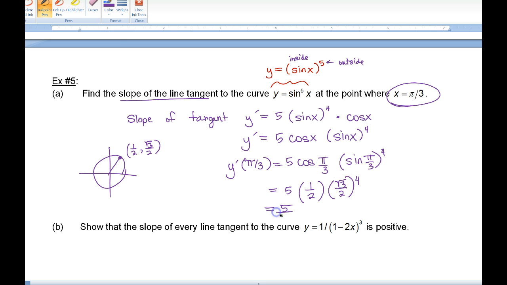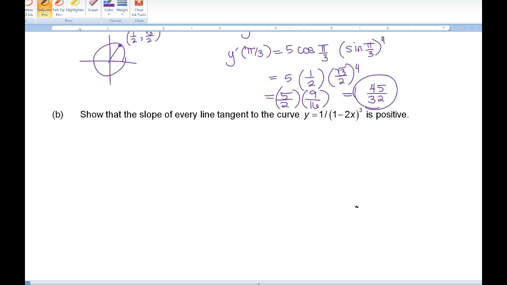So 5 times, so that's 5/2. And then this becomes square root of 3 to the 4th, which would end up being 9. And 2 to the 4th is 16. So we end up with 45 over 32. And that is the slope of the tangent.